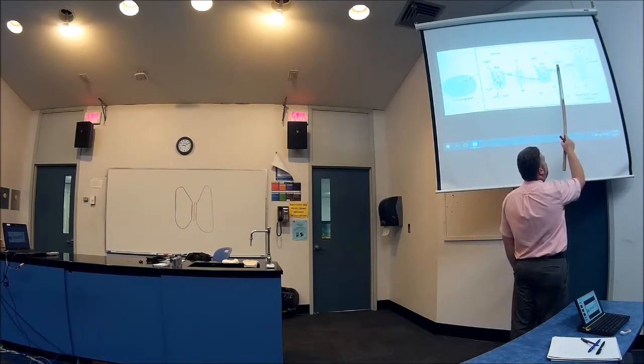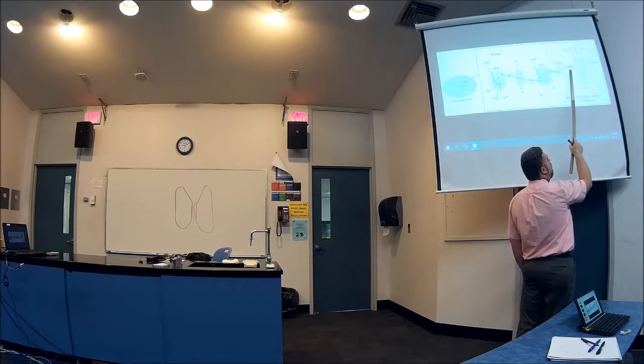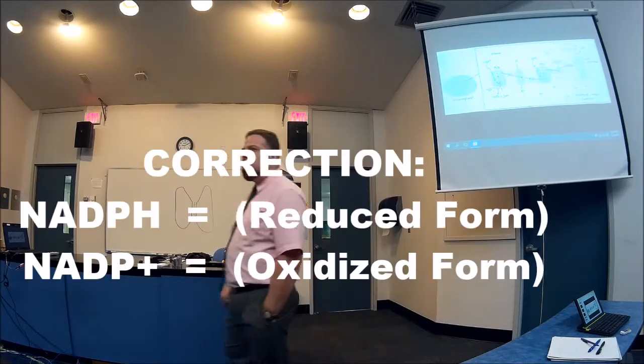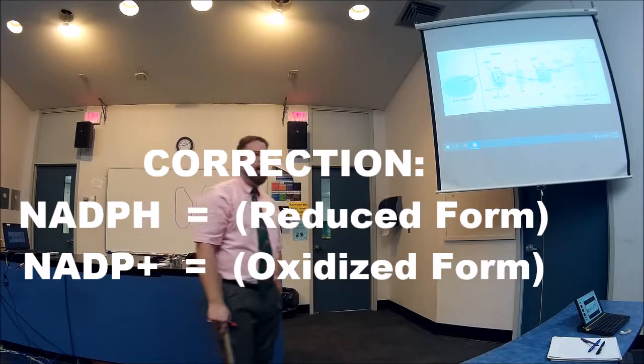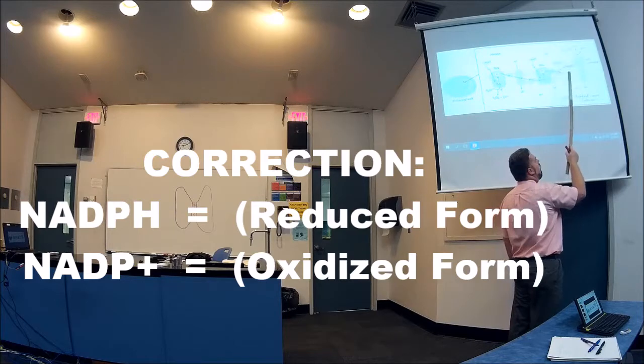And it's going to take NADP and convert it to NADPH. You're going to oxidize it, right? The way we saw it with NAD and NADH. So we're going to take the NADP, oxidize it to NADPH.